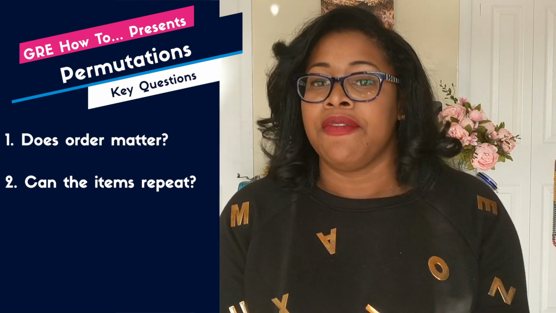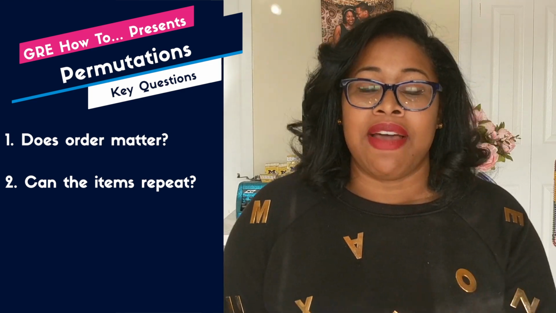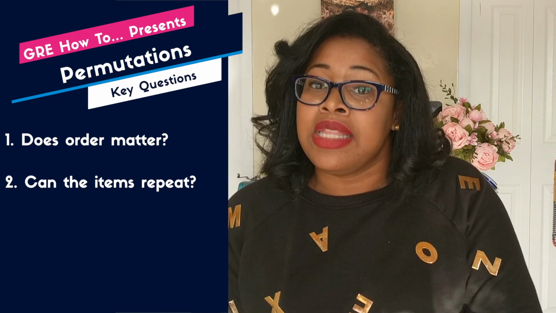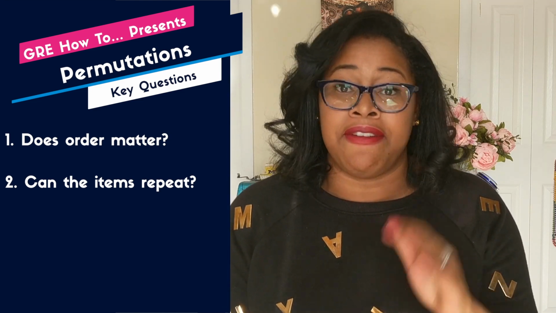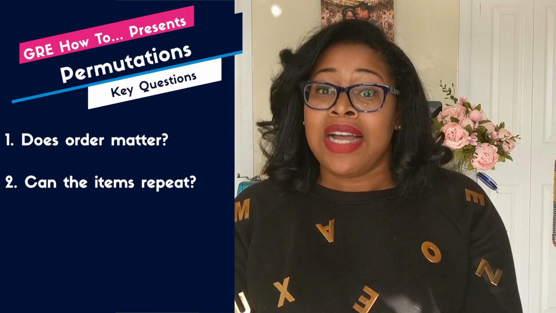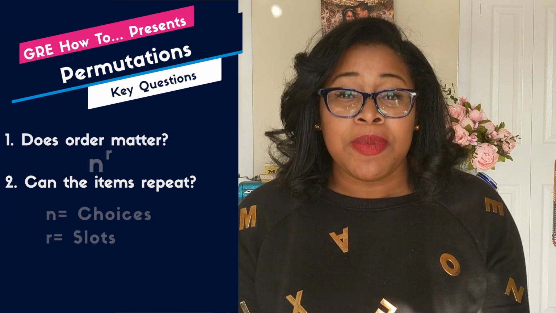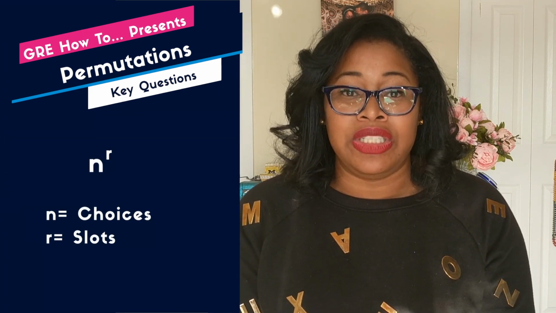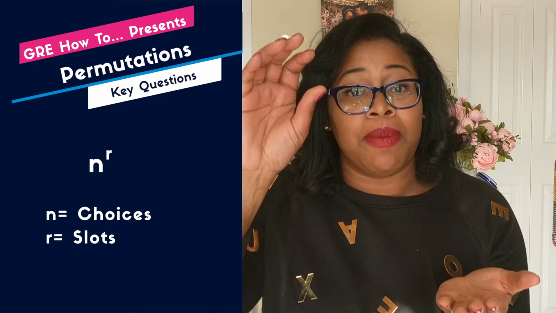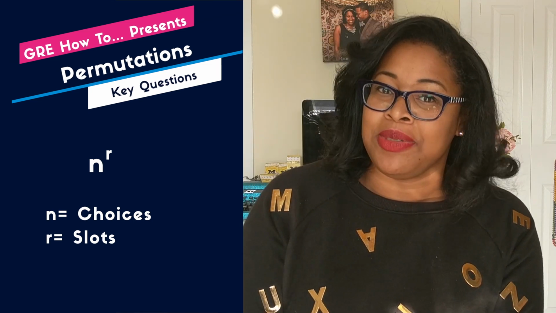For example, if you have to create a password with 3 slots and you have 5 characters to choose from and you can repeat the items, well then that means that you can actually have 5 choices for the first slot, 5 choices for the second slot, and 5 choices for the third slot, and you just multiply them out. So for permutations that can repeat, it's really just taking the number of characters and raising it to the number of slots that it needs to fill, and you've got the number of arrangements that you can have.